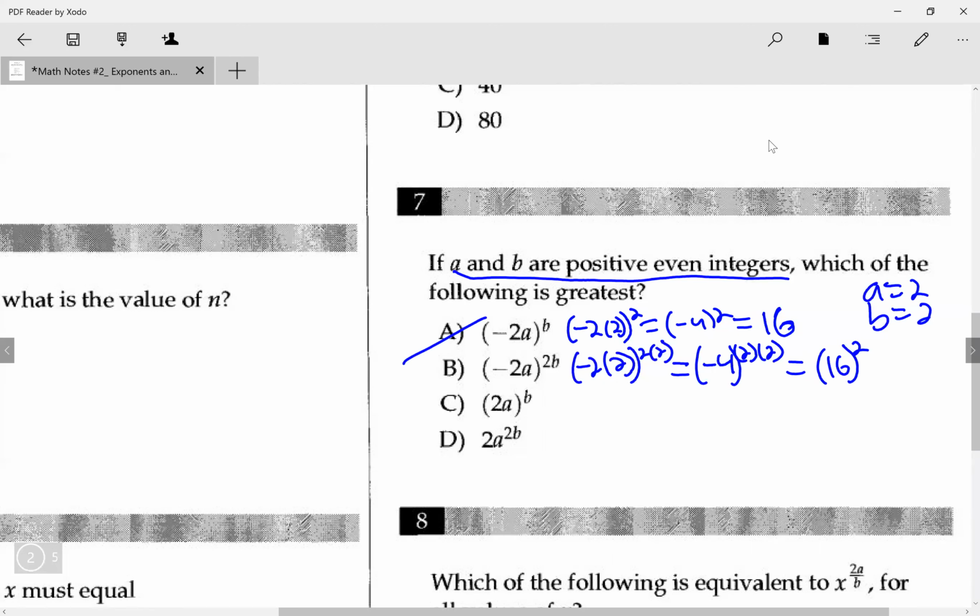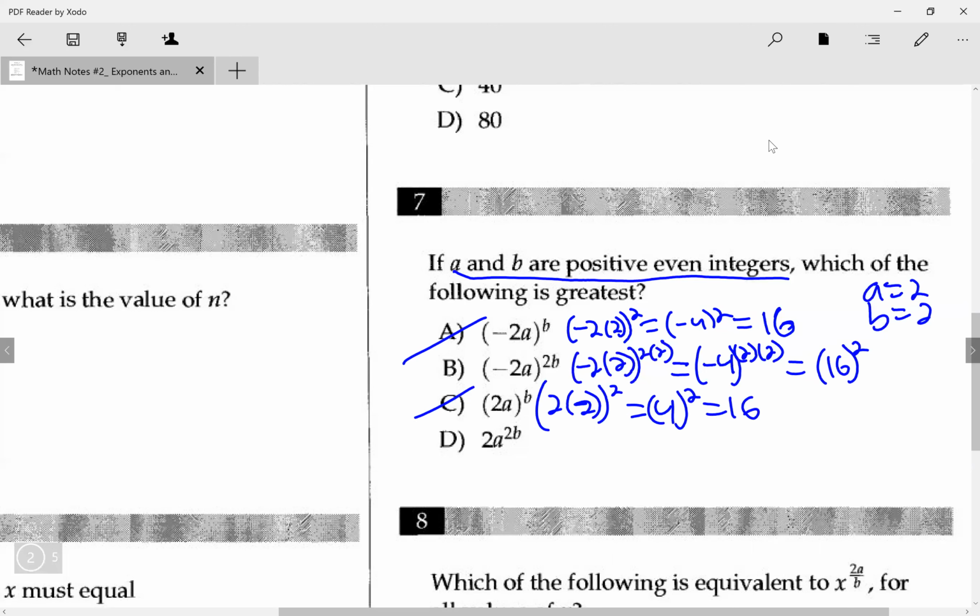C, this would be 2 times 2 to the power of 2. This would be 4 squared, which is 16, and we already said 16 is not greater than 16 squared, so it can't be C.